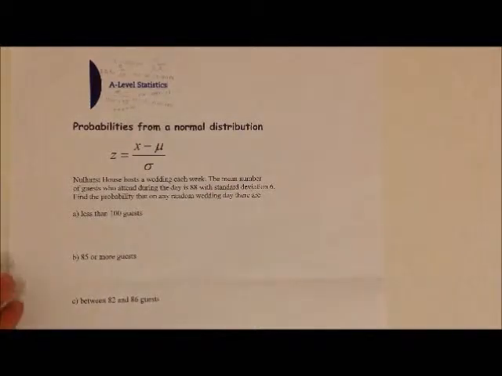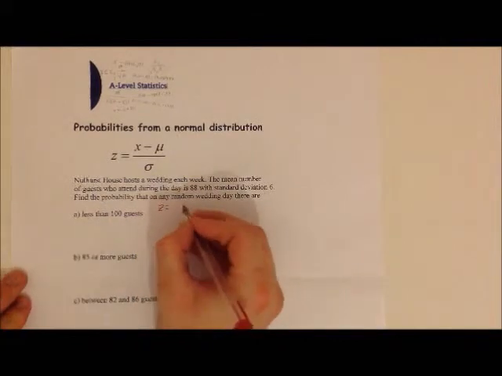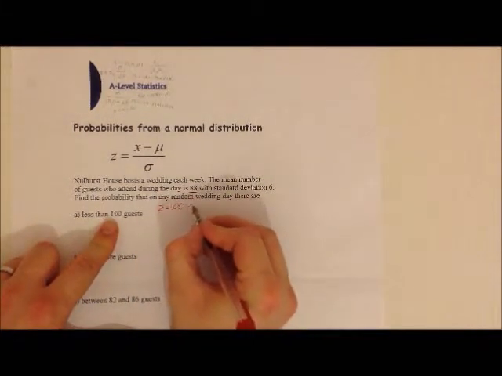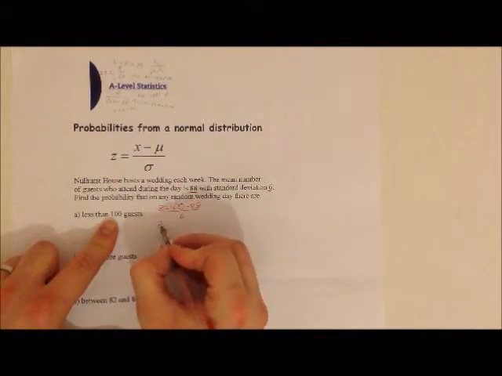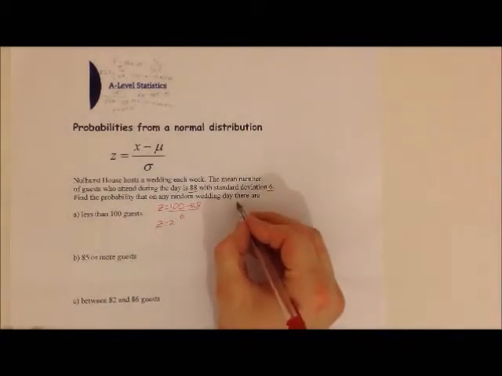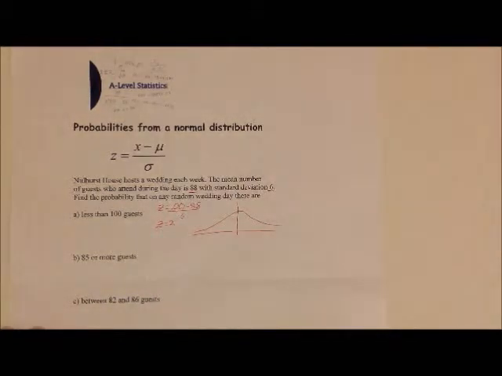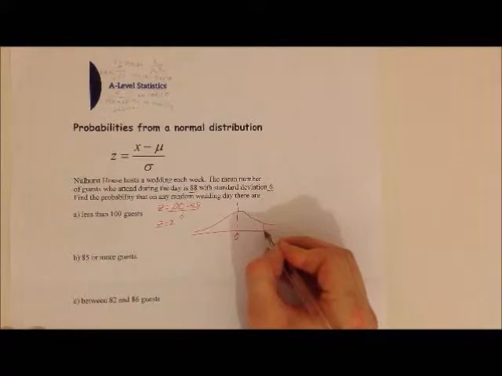First we need to use the standardising formula to work out z. x is 100, my mean is 88, and my standard deviation is 6. That gives me a z-score of 2. Now I'm going to draw a little diagram. Here is my normal distribution. The mean is 0, and my z-score here is 2.